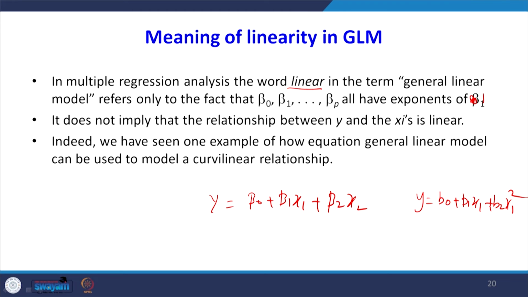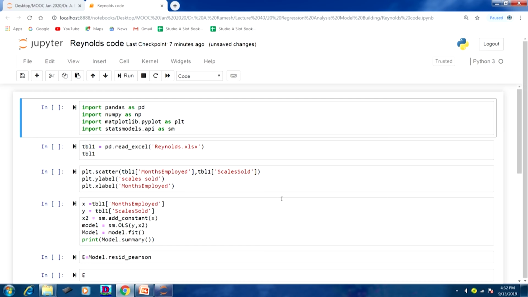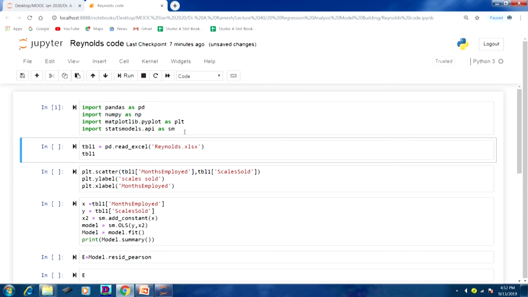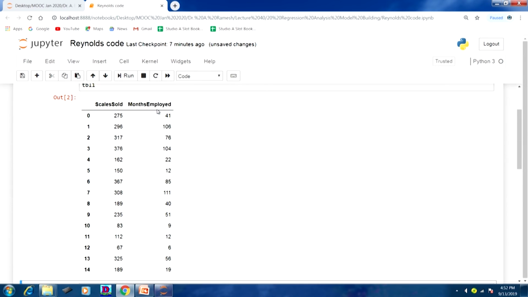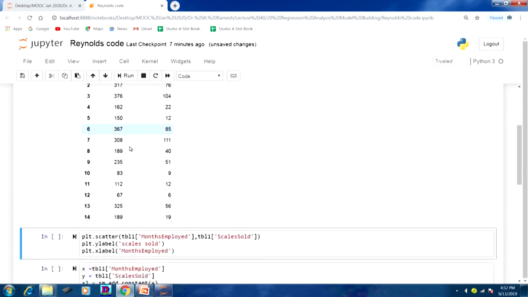Now I will run the Python code for this model which I have explained. In the Python environment I will tell you how to do the curvilinear relationship. First I have imported the necessary libraries: pandas, numpy, matplotlib, statsmodels. I'm running this. Then I'm going to import the data, which I have stored in an Excel file named Reynolds. This data shows that months employed is our independent variable, scales sold is our dependent variable.